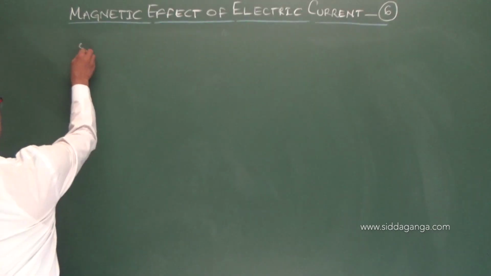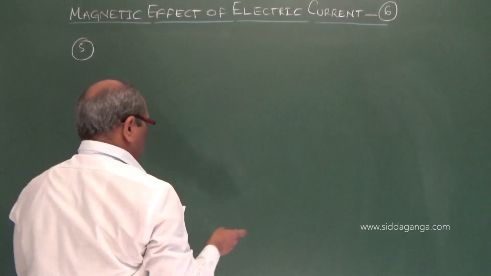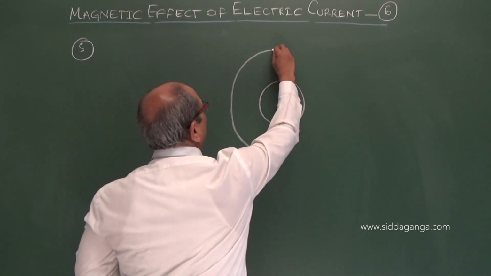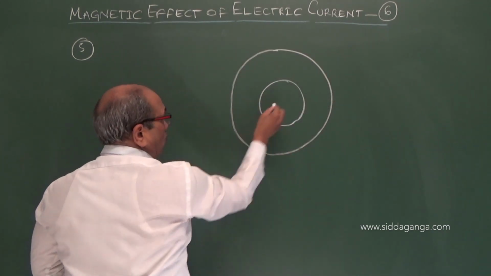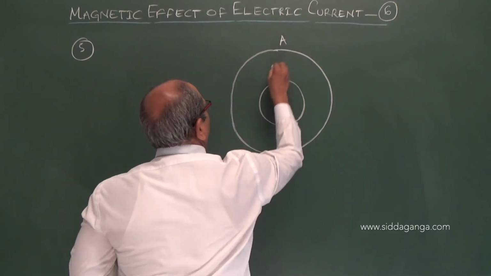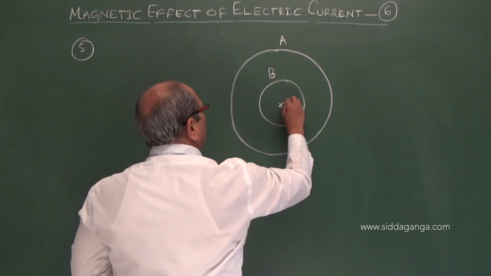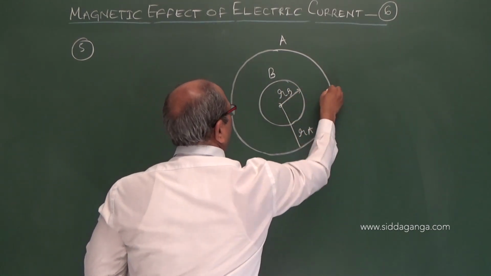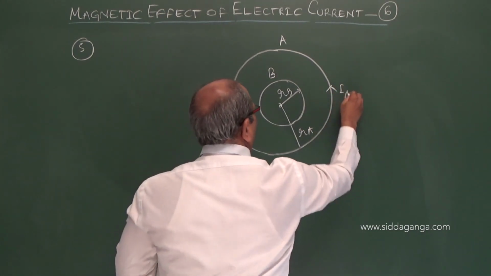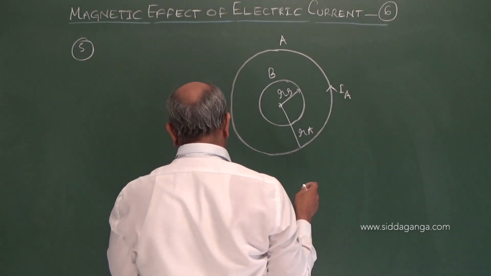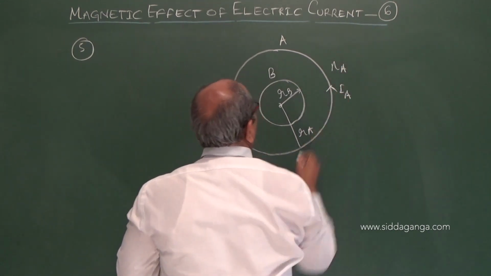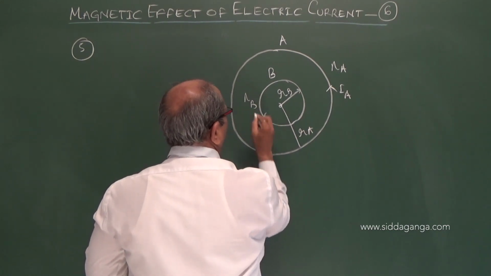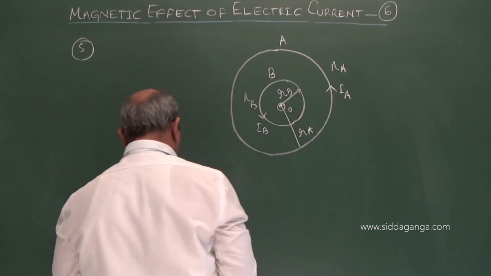So let us take another one. You are given 2 concentric coils, with a common center. A and B are the 2, with radii RA and RB, current IA, number of turns in A, number of turns in B, and current IB. O is the center.